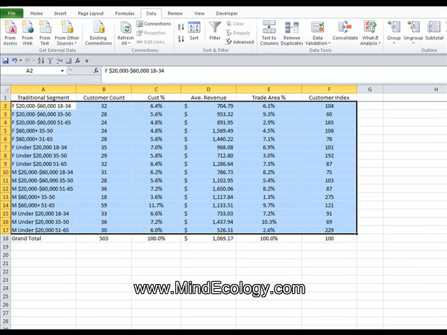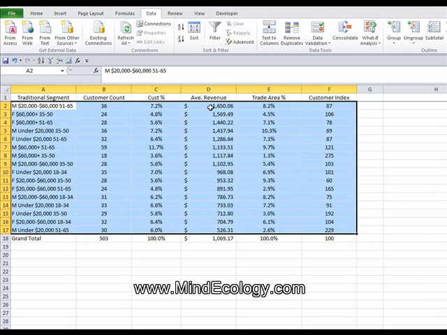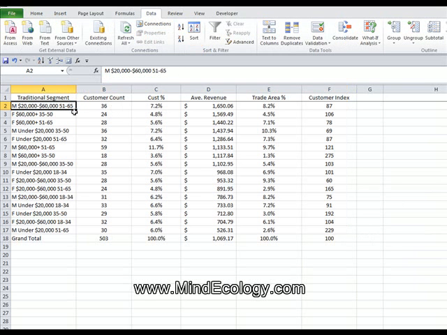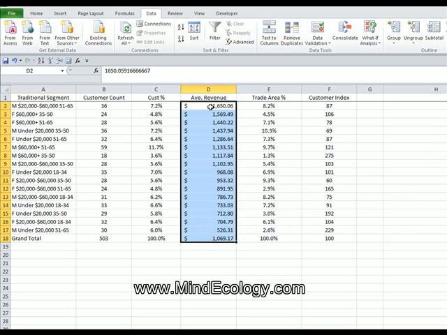What we can see here is that these males between the ages of 51 and 65 that make an income of $20,000 to $60,000 have revenue that is much higher on average than the folks down here, males under $20,000 a year, 51 to 65. They spend the least with us. So that's a pretty big range of people in terms of the segments, in terms of the revenue spend with us, and that's important.